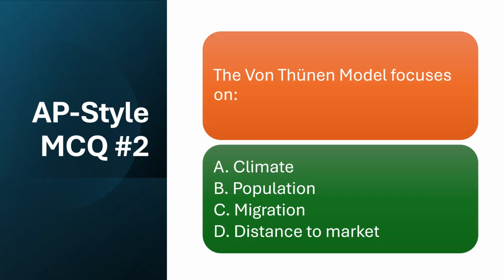Question 2. The von Thunen model focuses on which? A, climate, B, population, C, migration, or D, distance to the market. I'll give you another 10 seconds. Please choose the best answer from the four choices given.